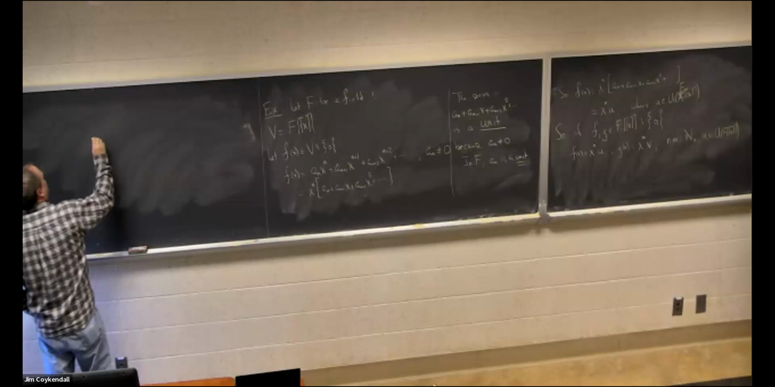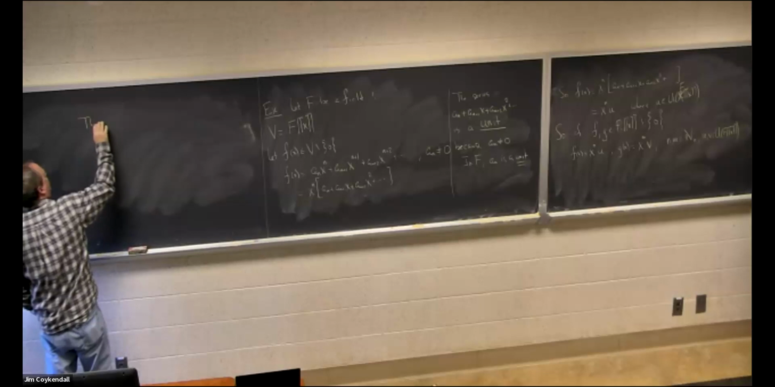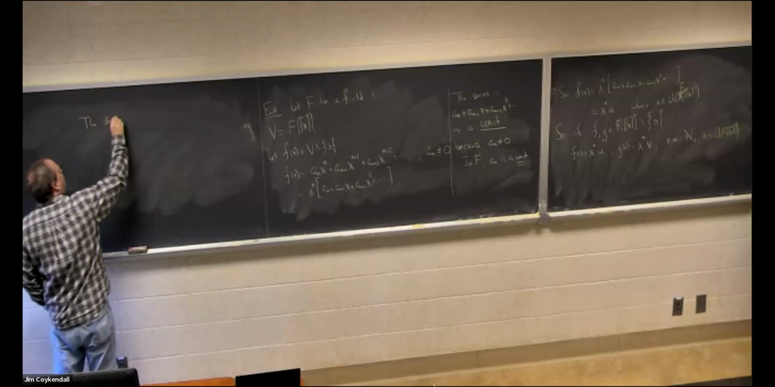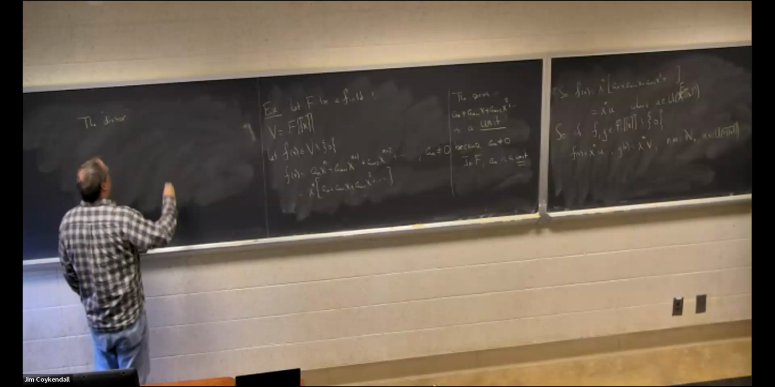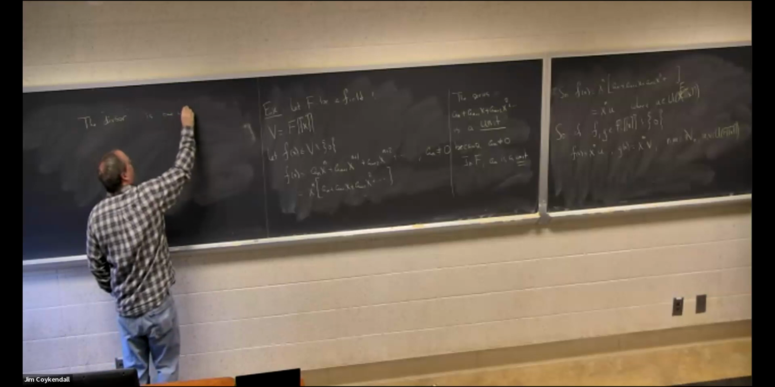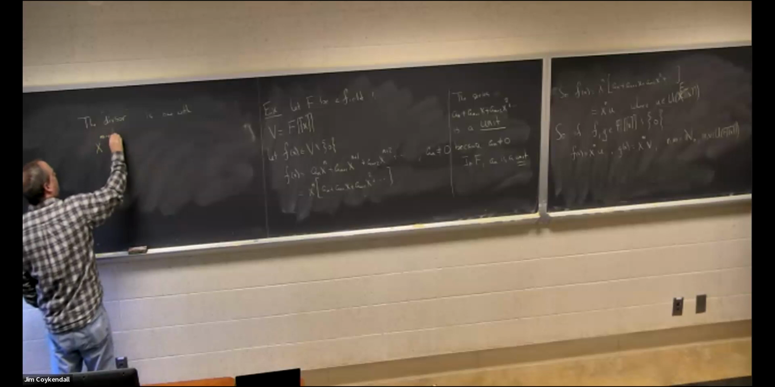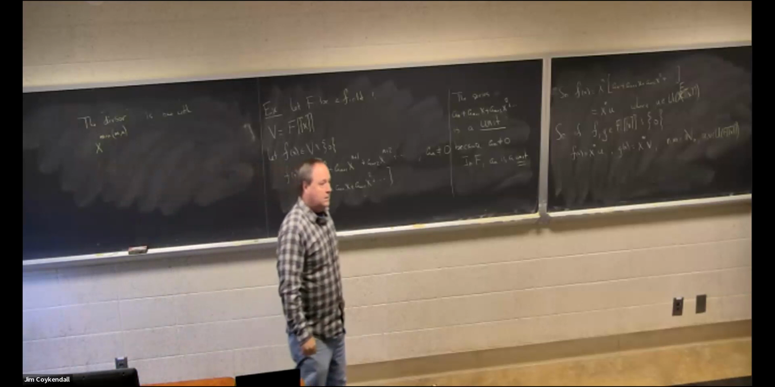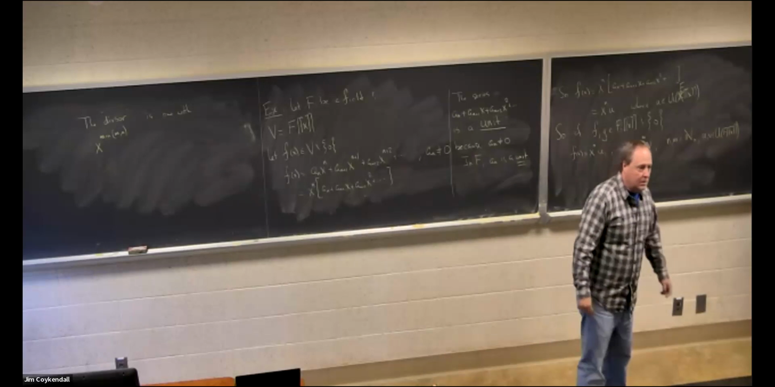So the divisor, that is the one that divides the other one, is the one with the smaller power of X. And of course, if it's a tie, then they both divide each other.